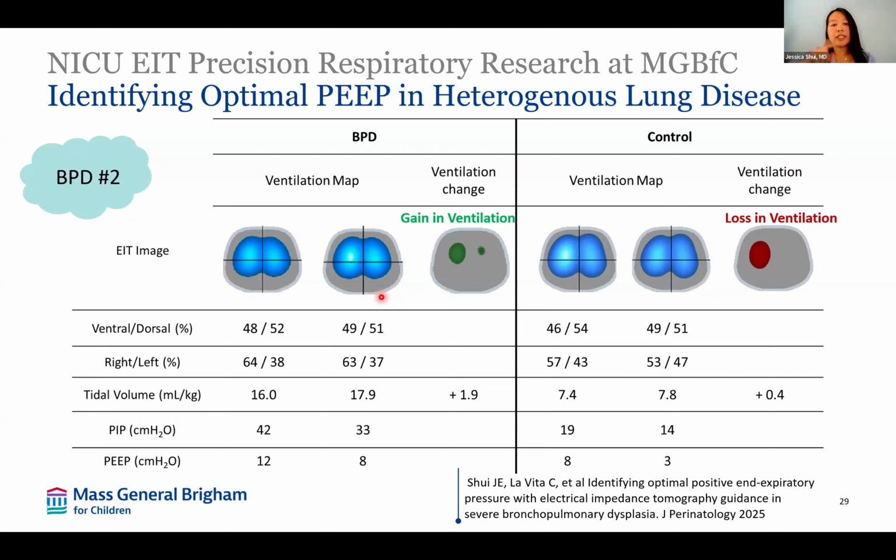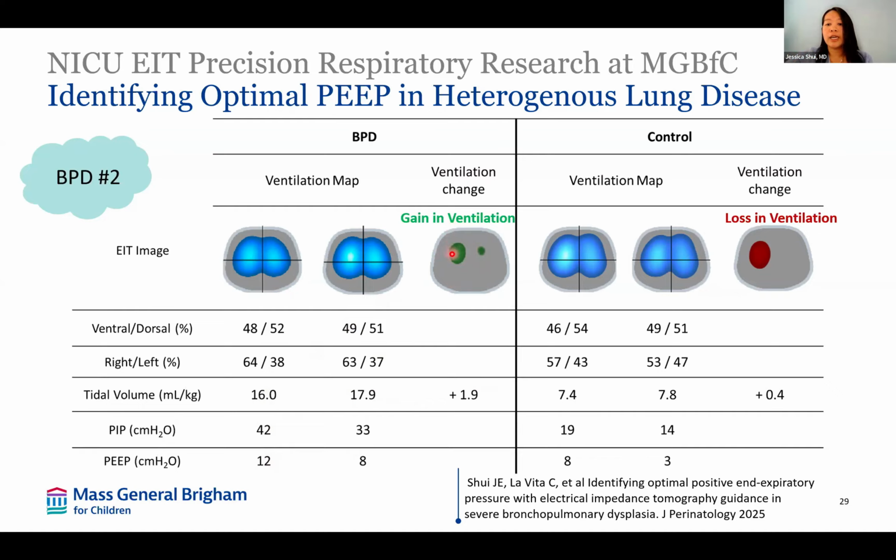And so we gradually walked down from a PEEP of 12 to 8. He had similar distribution of ventilation, but while keeping the same delta P, we saw that the tidal volume improved. So you actually see there are areas of gained ventilation by coming down on PEEP because we were resolving the air trapping in those areas.